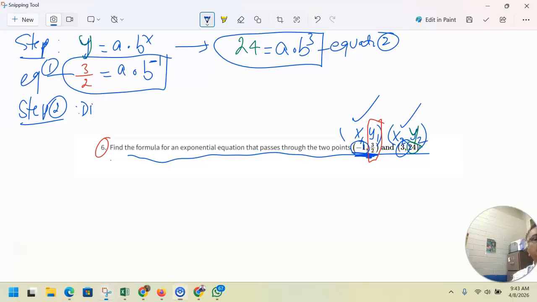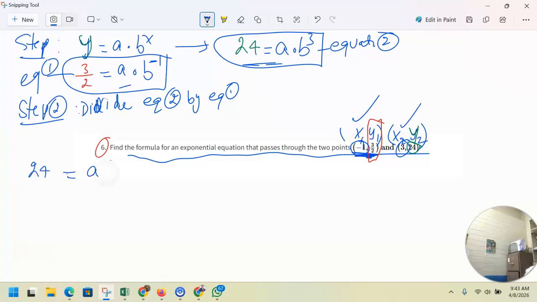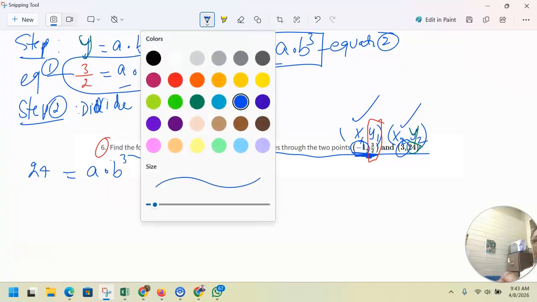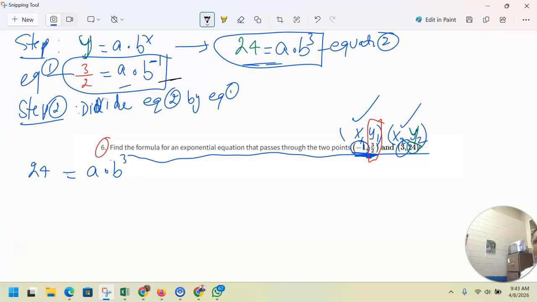So divide equation 2 by equation 1. So what that basically means, this is 2, right? So I'm going to write this again. The second equation is 24 equals a times b raised to 3. Now this one you're dividing by equation 1.